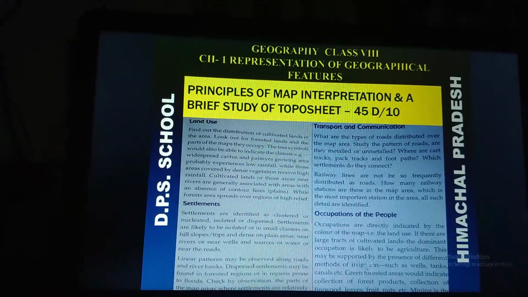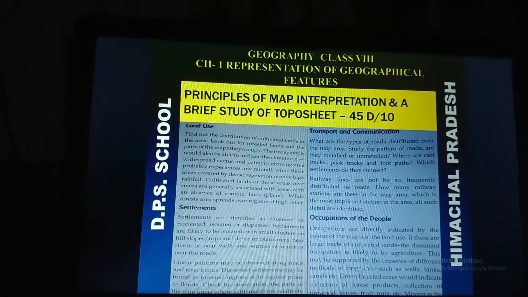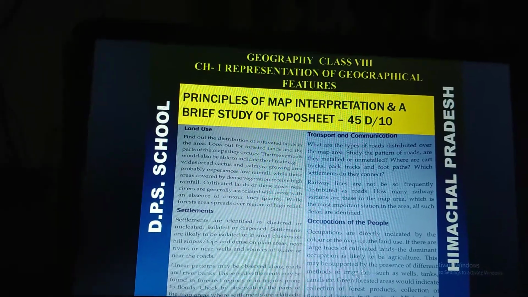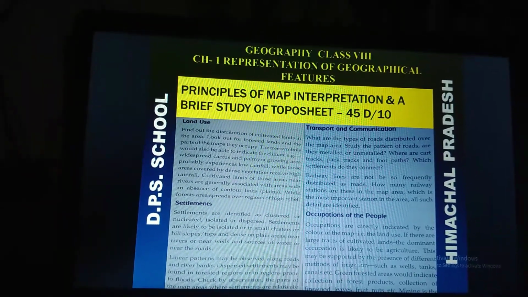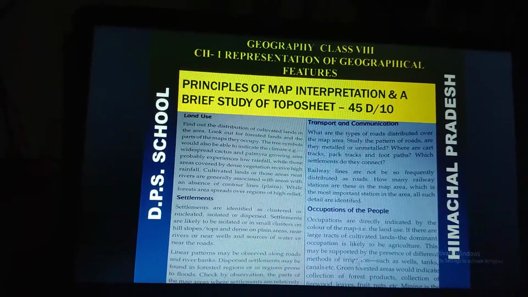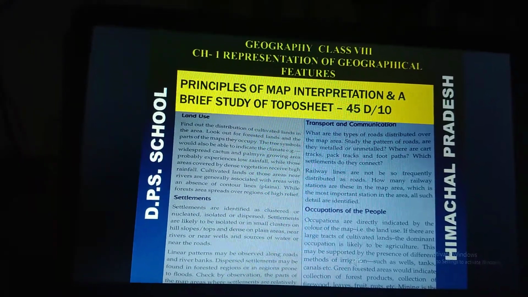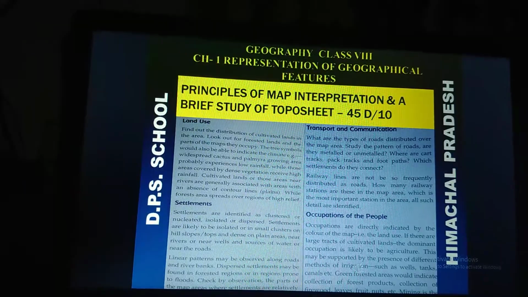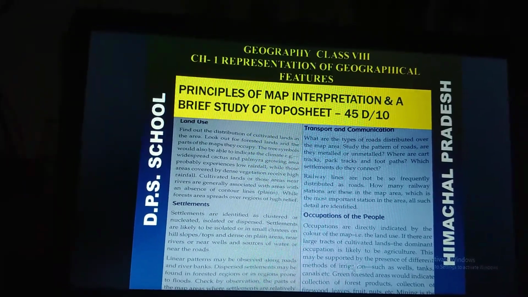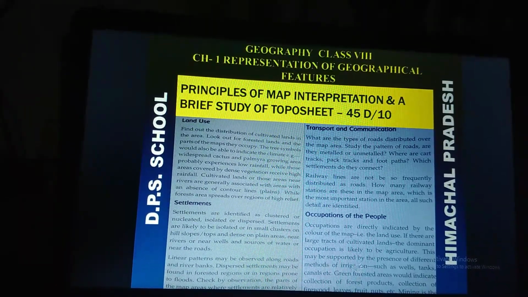Now, when I talk about the occupations of the people, remember one thing, that it is also the principle of map interpretation. Occupations are directly indicated by the color of the map. Take for example, there are different types of color. If we talk about the land, it may be ash color, or a little bit light ash. If we talk about the plants, the color will be green, or it may be brown.